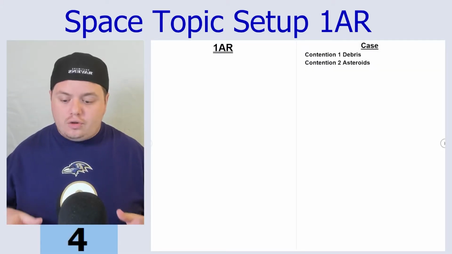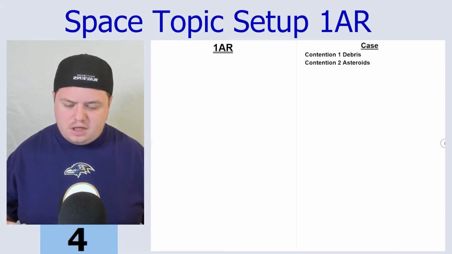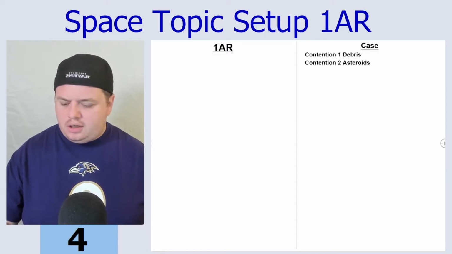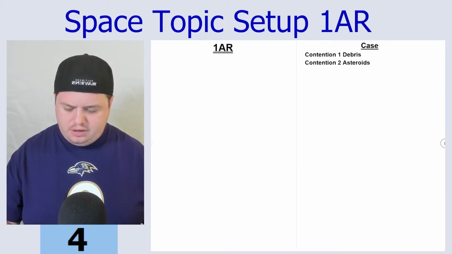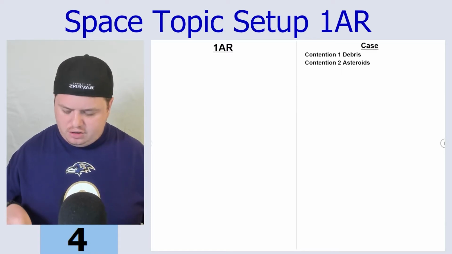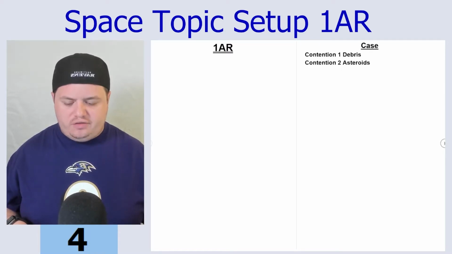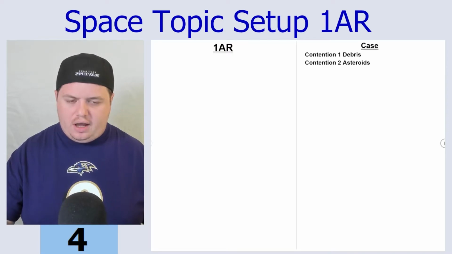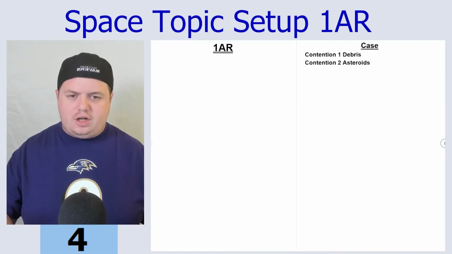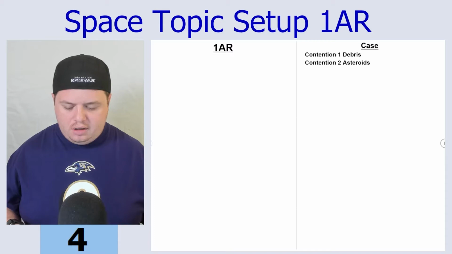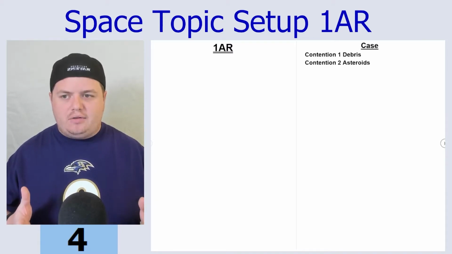All right, so the 1AR order is contention one, debris; contention two, asteroids; the Russia disadvantage, the democracy disadvantage, the agriculture disadvantage. So debris, asteroids, Russia, democracy, agriculture. Is anybody not ready?